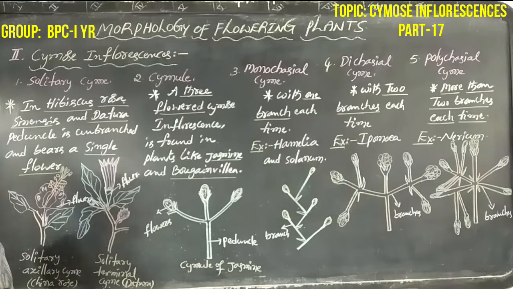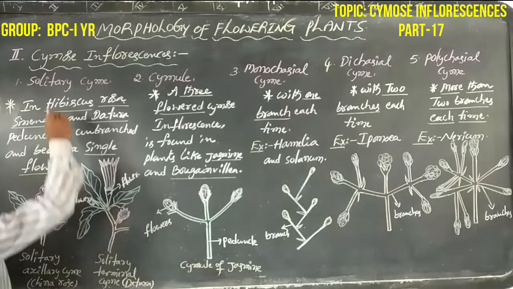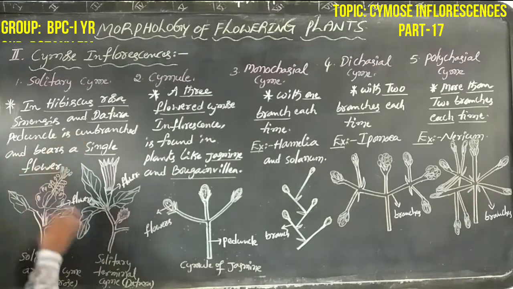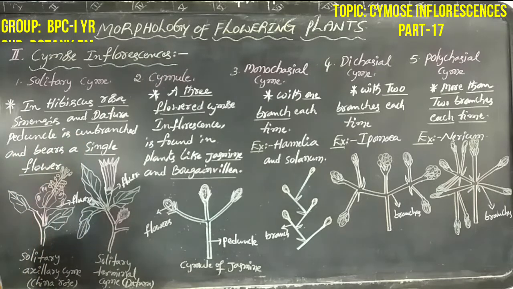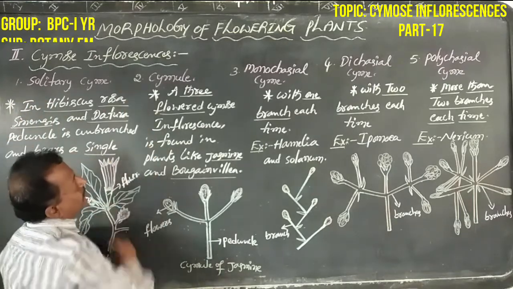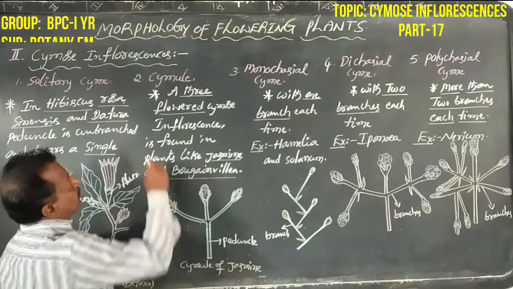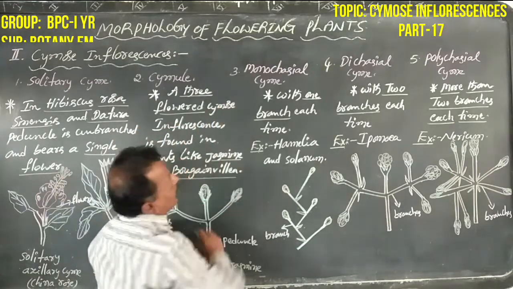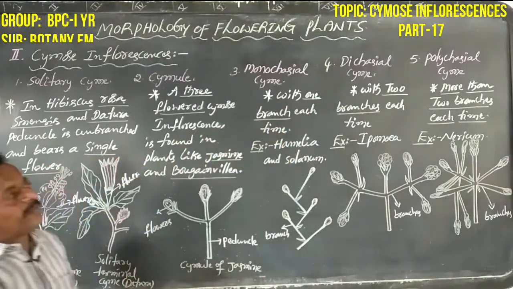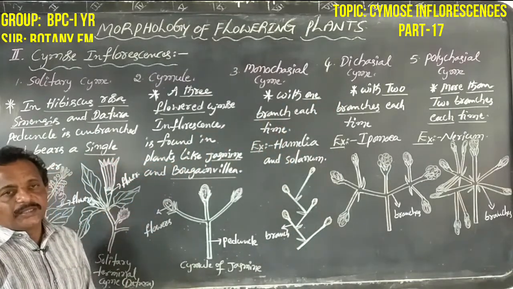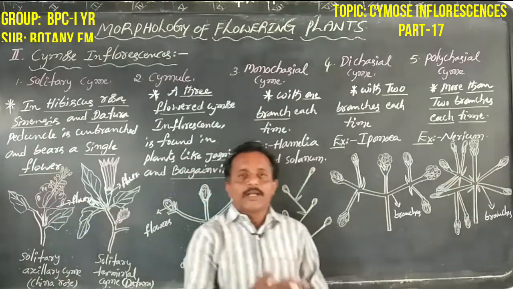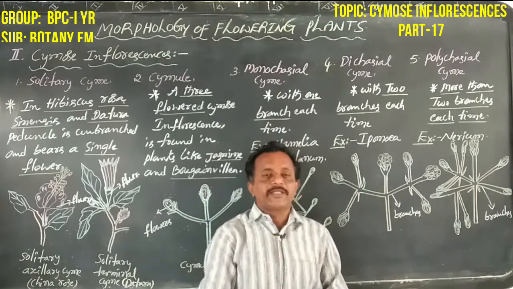So dear students, cymose type of inflorescences have mainly 5 types. They are namely: first, solitary cyme; second, cymule or simple cyme; third, monochasial cyme; fourth, dichasial cyme; fifth, polychasial cyme.